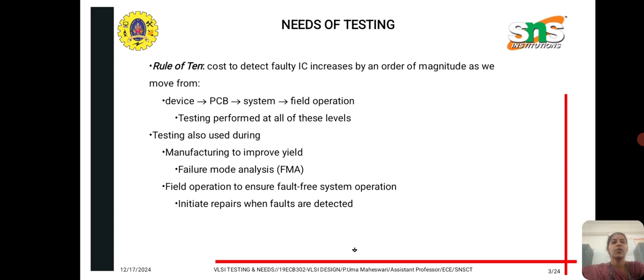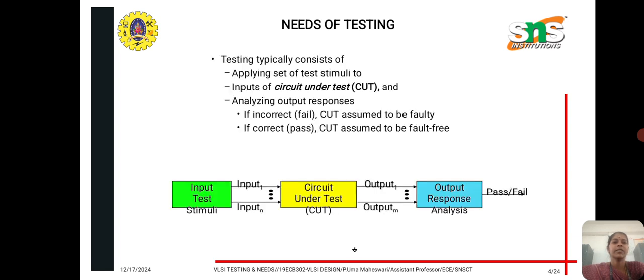The testing is also used during manufacturing to improve the yield. Here the failure mode analysis, that is FMA, in field operation ensures fault-free system operation and initiates the repairs when faults are detected.